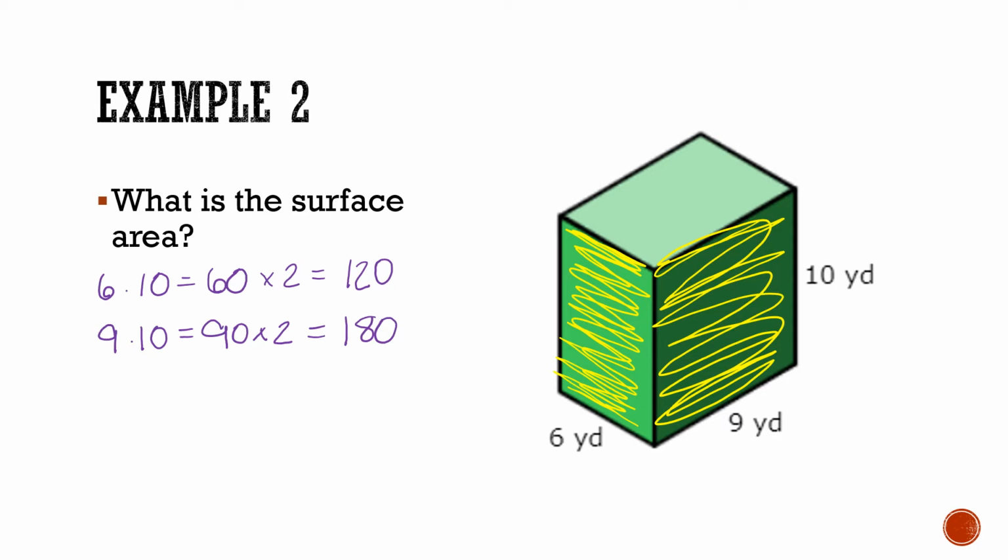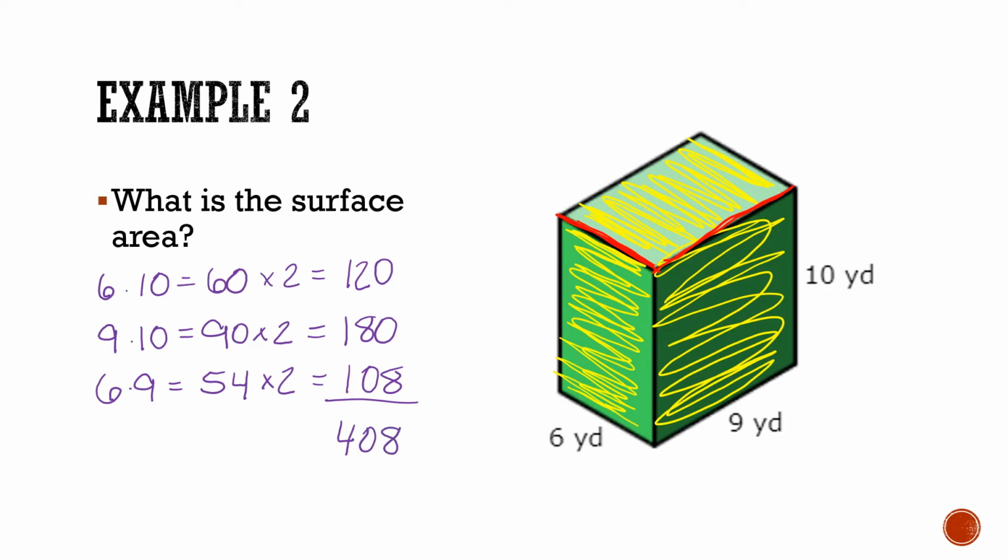And then I still need to get the top and the bottom. So the top here, which is the same as the base that it's sitting on. Okay, so this is 6, and this way is 9. So 6 times 9 is 54. And again, like I said, the base is also going to be 54, which would give you 108. And then you'll add those 3 up. So 120 plus 180 plus 108 gives you 408. And that is yards squared.